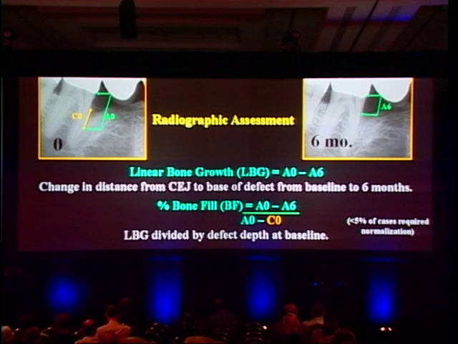They were sent and examined in a blind way, and we looked at linear bone growth, which is a change in the distance from the CEJ to the base of the defect from baseline to 6 months, and also looked at percent bone fill. This is linear bone growth divided by the defect depth at baseline. This is not a volumetric change, it's a two-dimensional change.